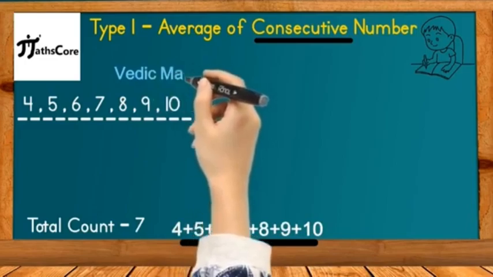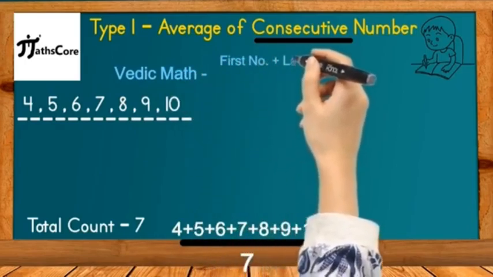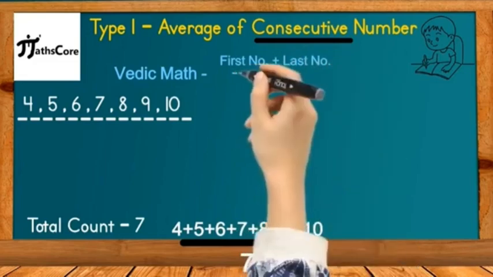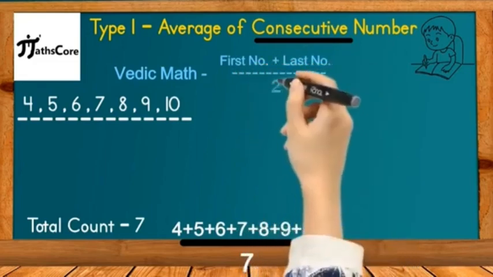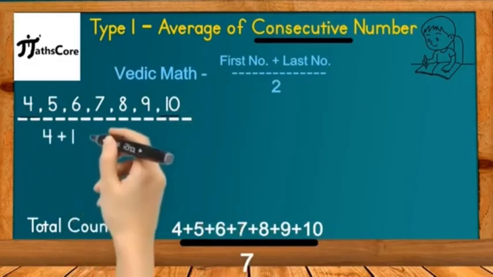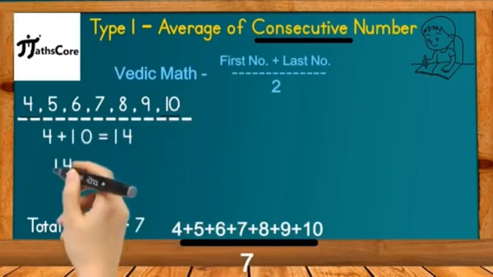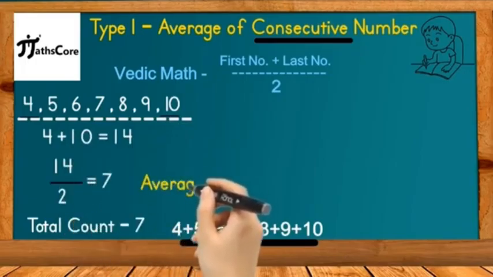But by using the Vedic math technique, you can find the average of all these numbers within a few seconds. For that, you need to add the first and last number together and divide by 2. First number is 4 and last number is 10. 4 plus 10 is equal to 14, and divide 14 by 2. 14 divided by 2 is equal to 7, which is the average of all these numbers.